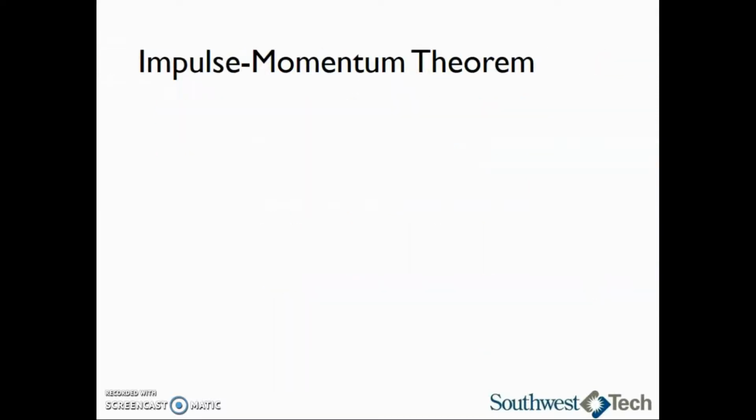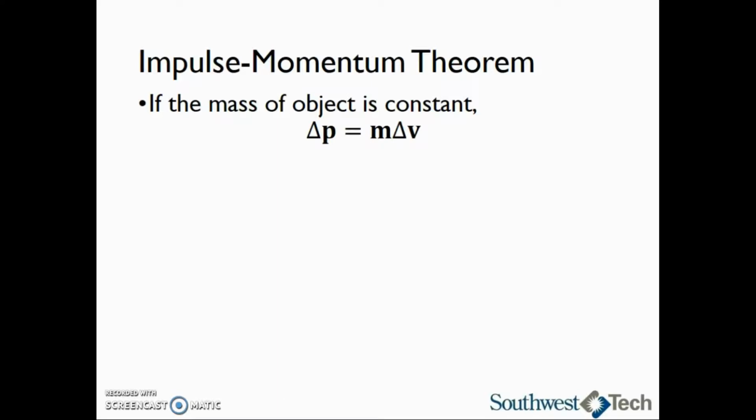The idea of conservation of momentum leads us to the impulse momentum theorem. If the mass of an object is constant, the delta p, or change in momentum, is equal to the mass times delta v, the change in velocity. This means that if mass is constant, a change in velocity will lead to a change in momentum.